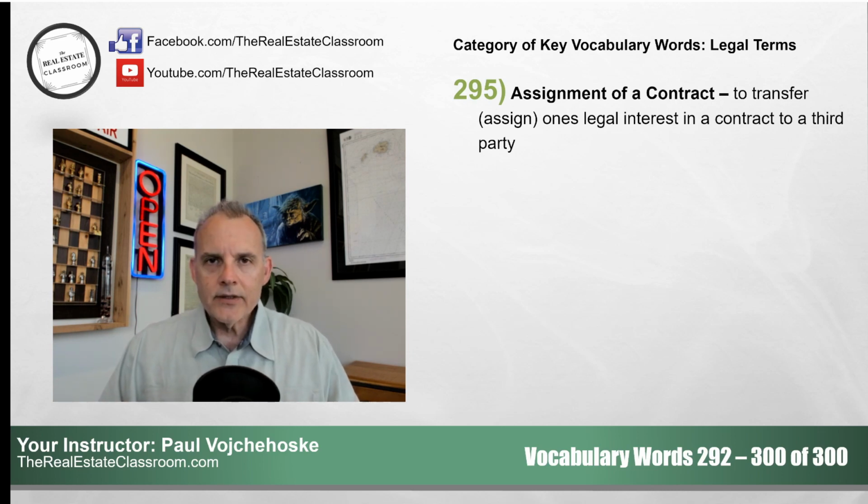We've talked about this before in other videos, but let me give you a quick example. Buyer and seller enter into a purchase agreement. Purchaser decides they don't want to buy it, but let's say that their neighbor wants to buy the house. And so the neighbor is called the assignee.